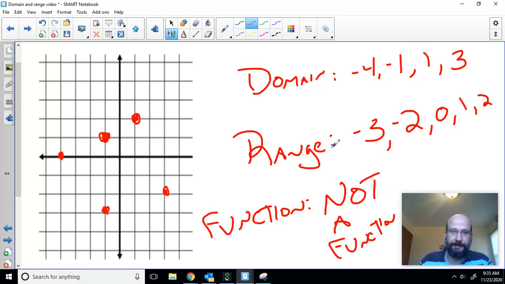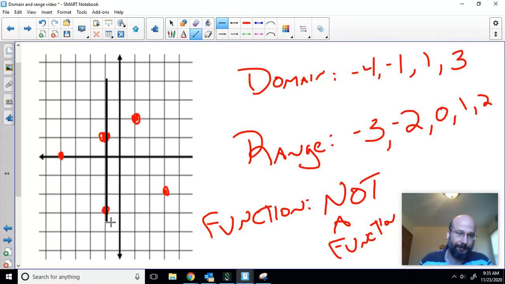I could do the vertical line test, and it's going to tell me the same thing, right? If I drew a vertical line at -1, this point and this point would cross it. So it's not a function.